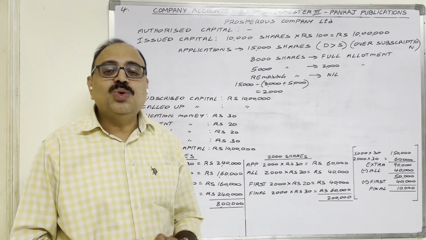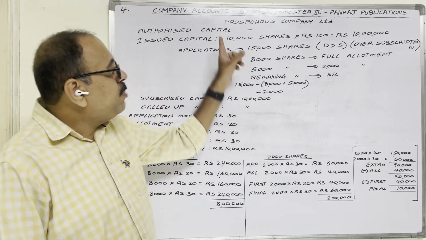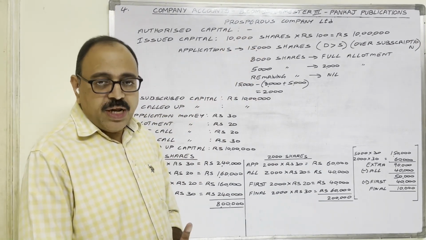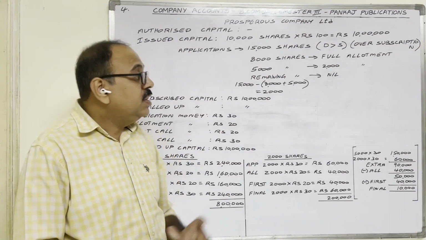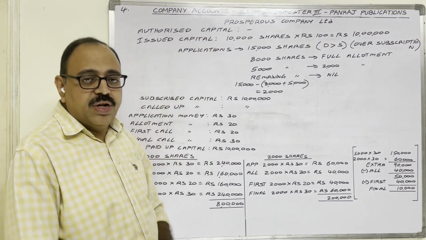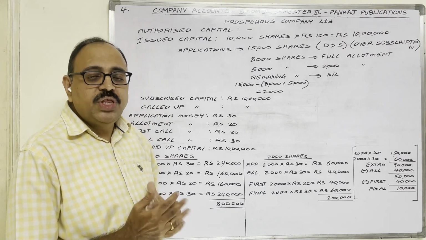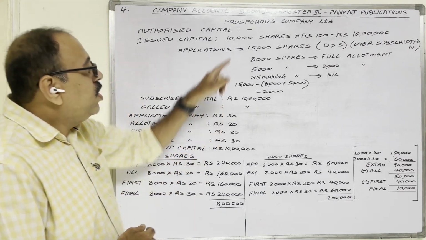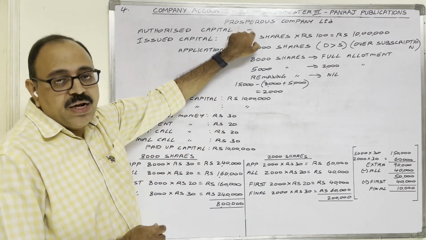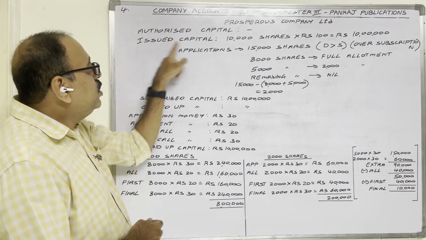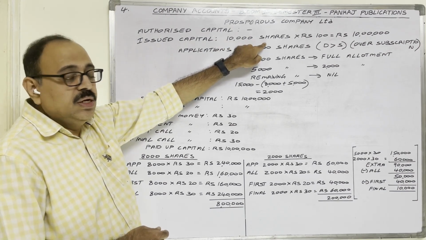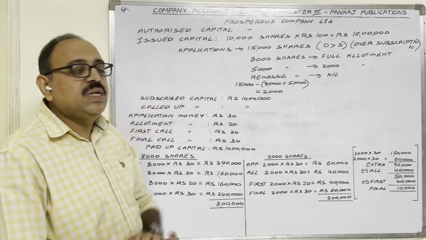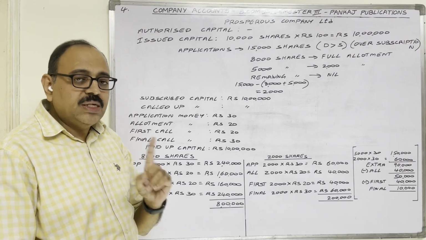Let us understand the question first. There is one public limited company, named Prosperous Company Limited. In the question, its authorized capital is not given, so it has started the question with issued capital only, and we cannot write authorized capital details in the solution. The issued capital is 10,000 shares at the rate of 100 rupees each. So one share price is 100 rupees.